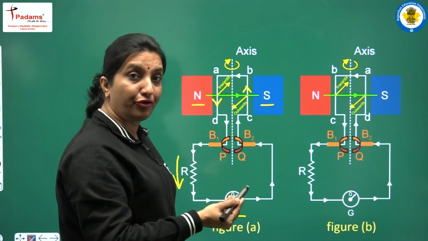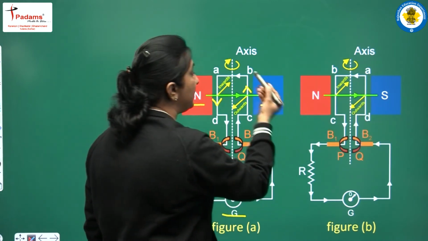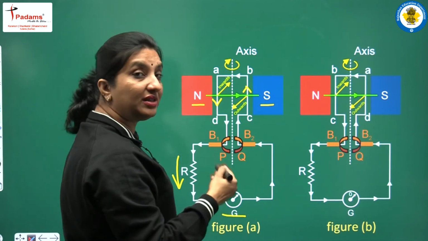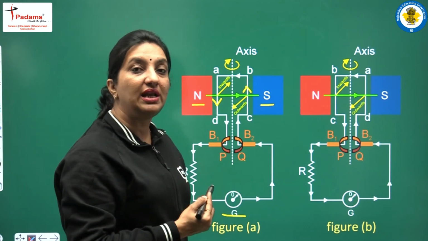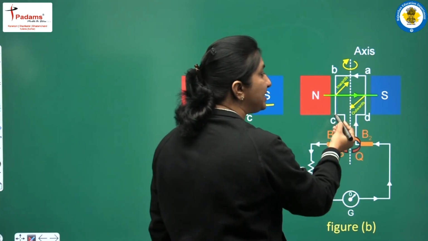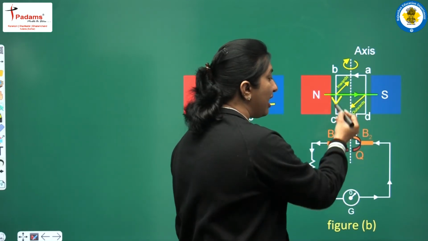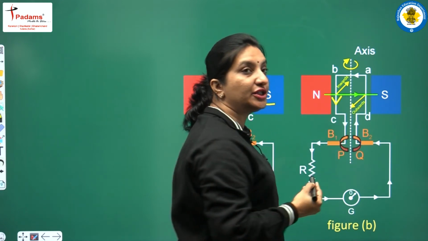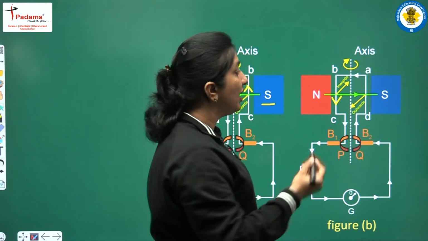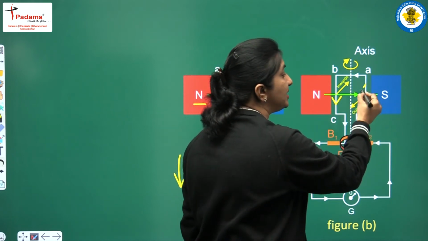Now after the half rotation, the AD arm is shifted towards the right hand side and the BC arm is now towards the left hand side. Now students, after the half rotation, that is when the armature coil has rotated through 180 degrees, the BC arm will move inwards and the AD arm will move outwards. In the arm BC, the direction of induced current is going to be downwards, as we calculated with Fleming's right hand rule.